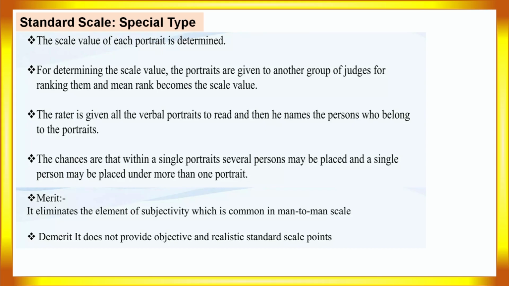Then, to use this portrait scale, the rater is given all the verbal portraits to read, and then names which respondent belongs to which portrait. So there is a chance that a single portrait may have several persons placed in it, or a single person may be placed into more than one portrait. What are the merits of this portrait matching scale? It eliminates the element of subjectivity, which is common in the man-to-man scale. But it also has a demerit, because portrait matching is again not an objective or realistic standard for the scale points. So there is again a problem with accuracy with this type of scale.